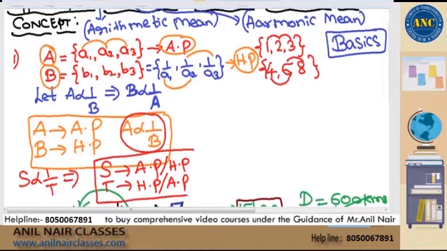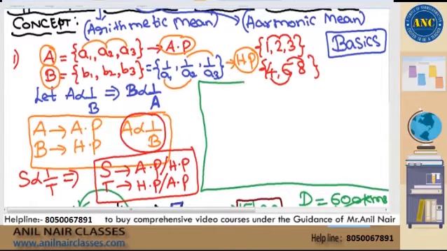Very important point. Whenever any two parameters are inversely proportional to each other, if one parameter is in arithmetic progression, the other parameter will definitely be in harmonic progression. I hope it is clear. That is your first key point.